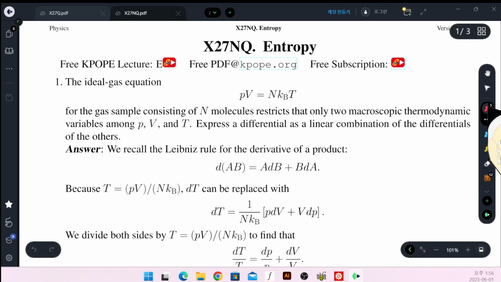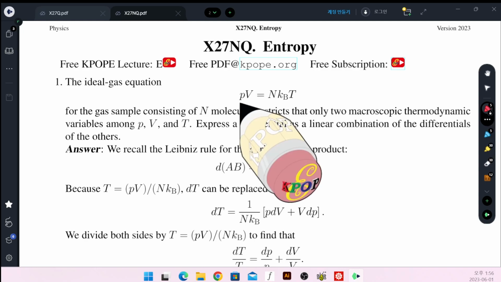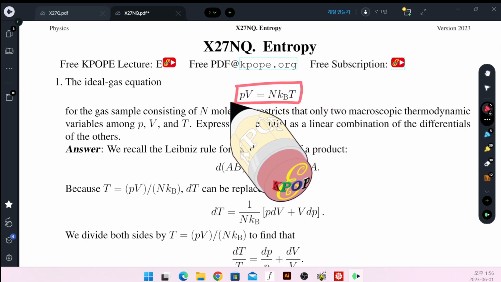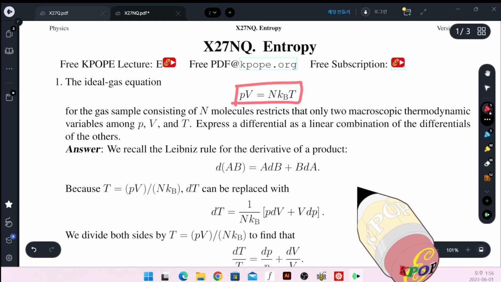Today we study entropy. It is a very short version. The ideal gas equation is PV equals NkBT. We'd like to compute the differential of the thermodynamic variables.